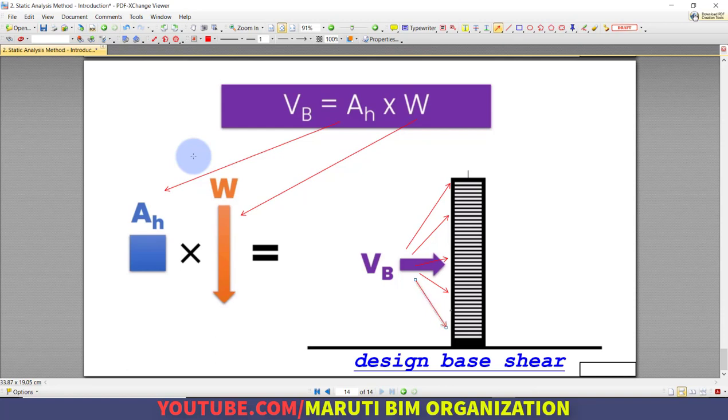So we will meet in the next video with starting of how to calculate AH. AH means design horizontal acceleration coefficient. Okay, so we will meet in the next video.